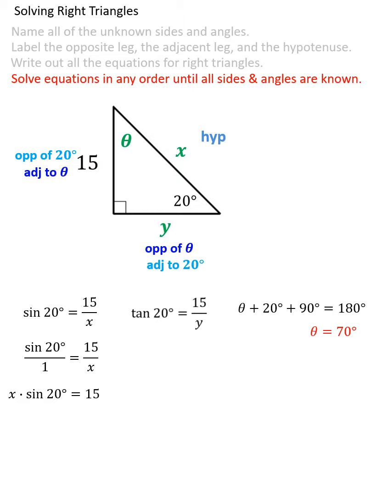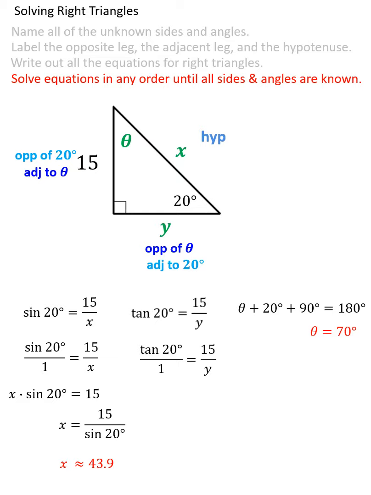And now, in order to solve for x, I simply divide both sides by the sine of 20. And the sine of 20 is something I can compute on a calculator. It's a decimal. I've got a calculator in my hand right now. The sine of 20 degrees works out to about 0.34-ish. 15 divided by 0.34 roughly is about 43.9. And so now I have an approximation for x.